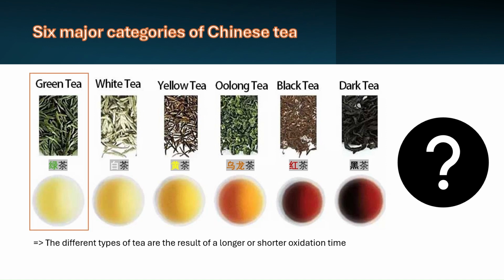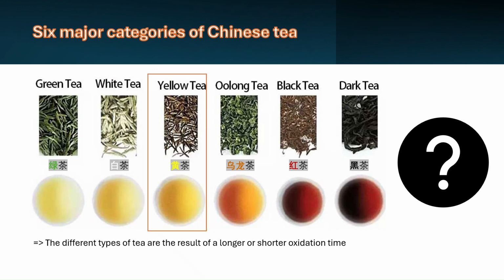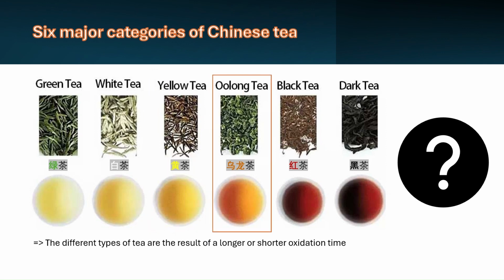First of all, green tea. Fresh, grassy, and unoxidized. It's tea in its purest form. White tea. Lightly processed, gentle, and subtly sweet. Yellow tea. Rare and mellow with a unique sealing process. Oolong tea. The middle path. Semi-oxidized, complex, floral, or toasty.